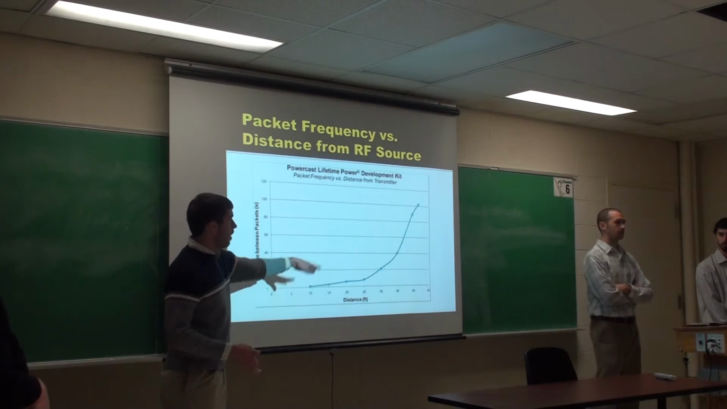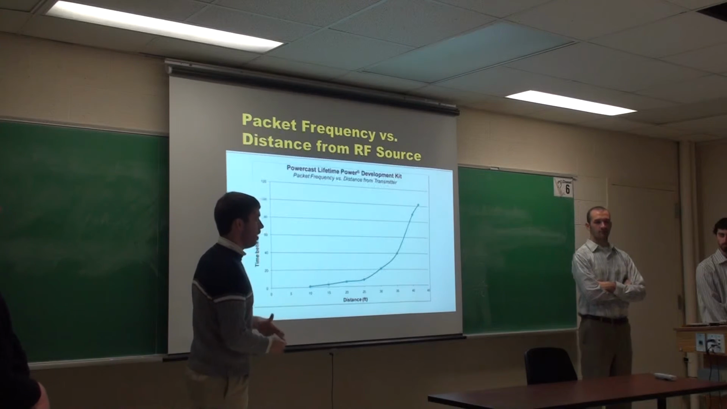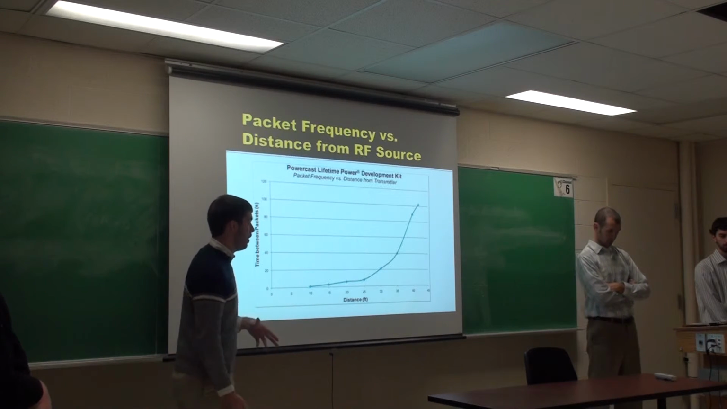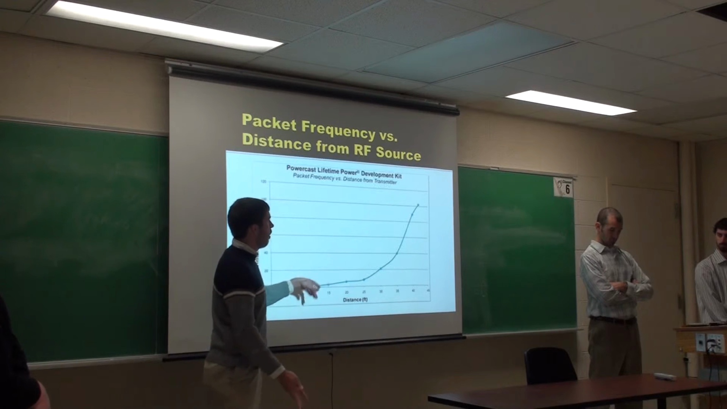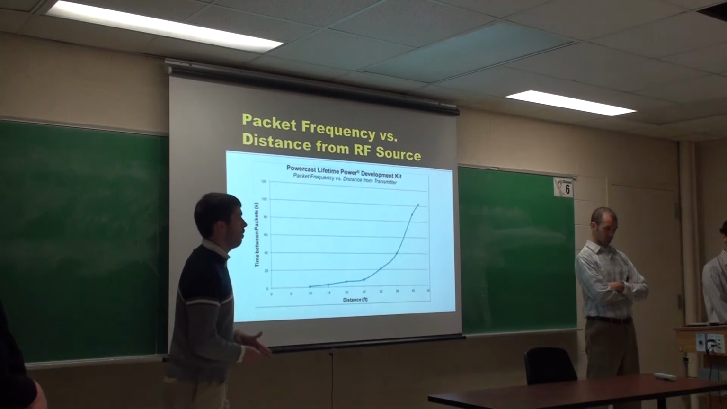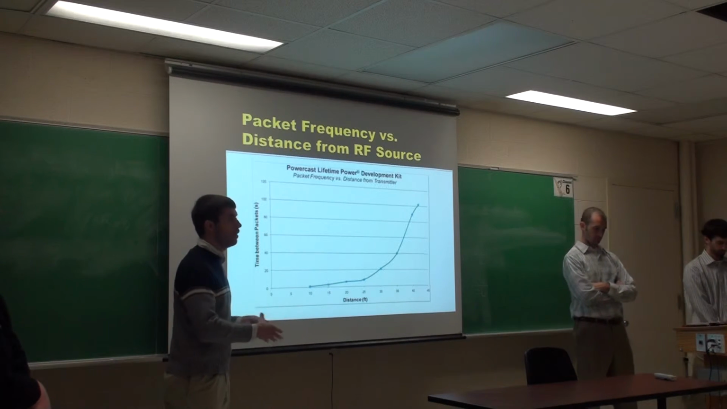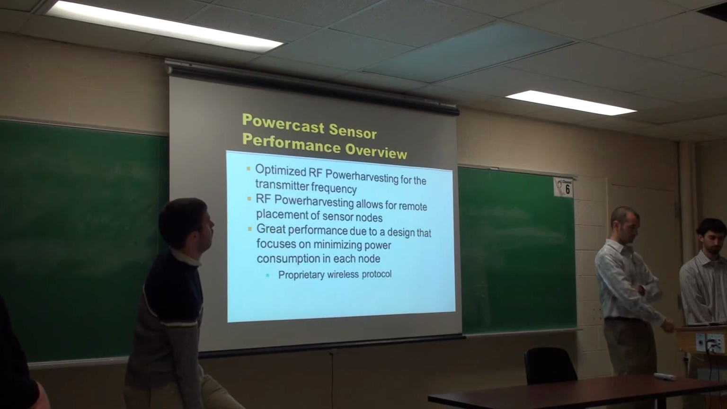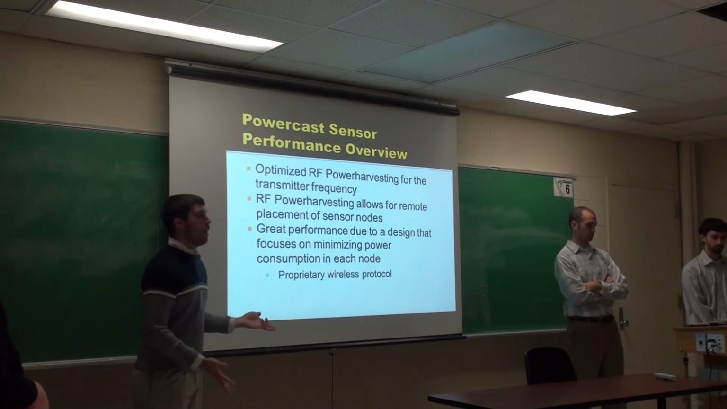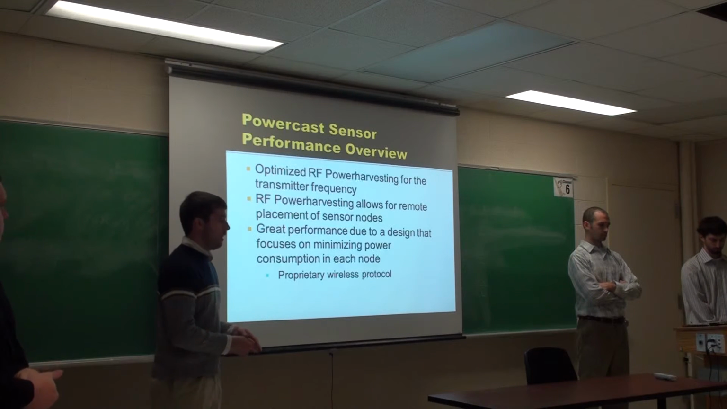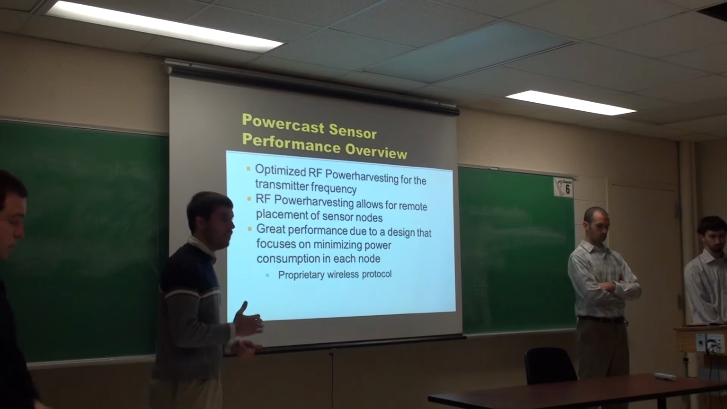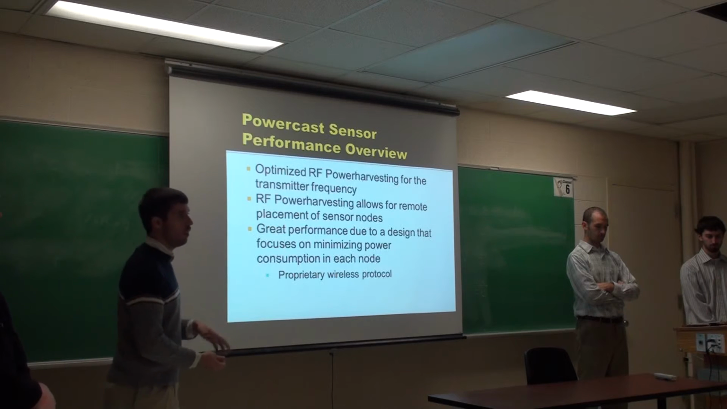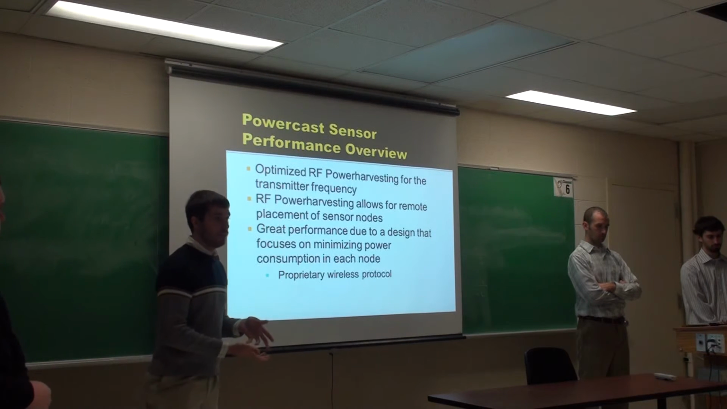But this can be improved upon, which is being looked at right now in the industry, and that could greatly help RF energy harvesting applications in the future. So with the Powercast right now, the particular intentional transmitter being utilized is optimized for that 915 megahertz.